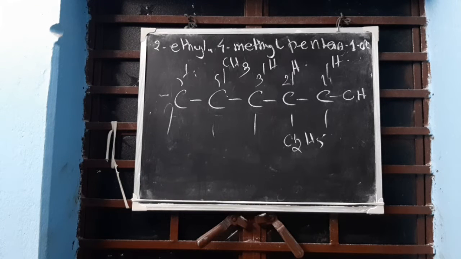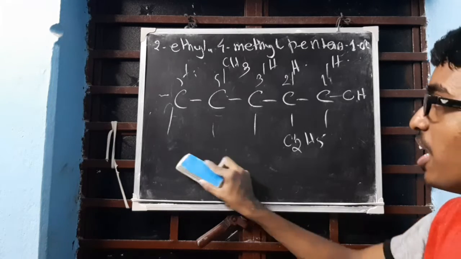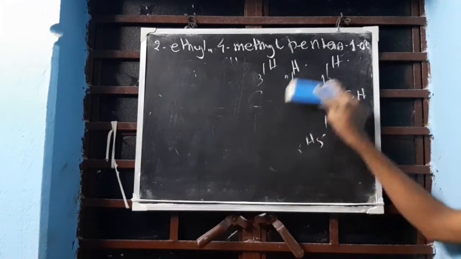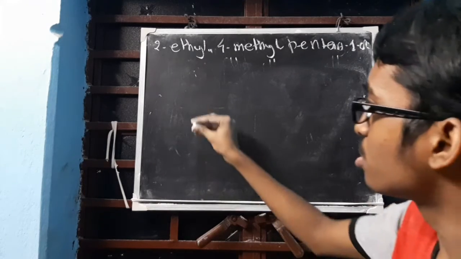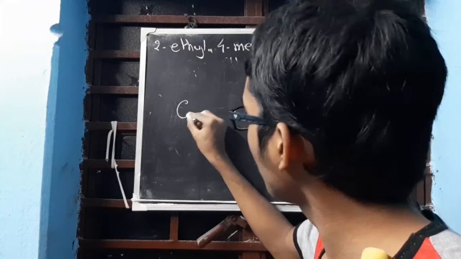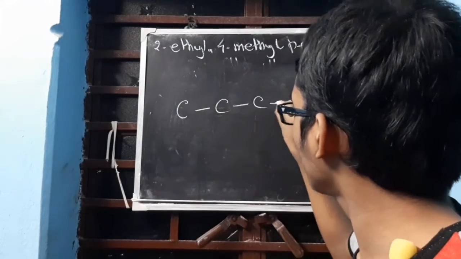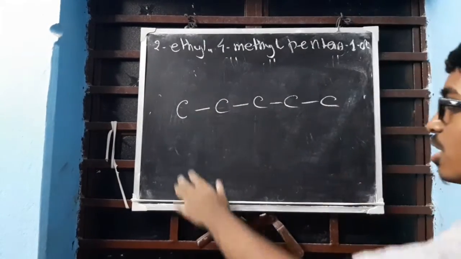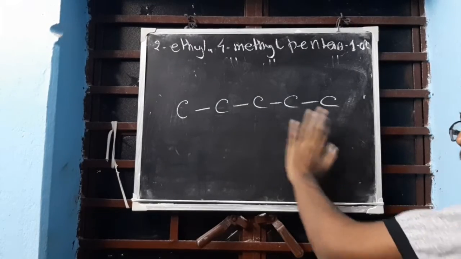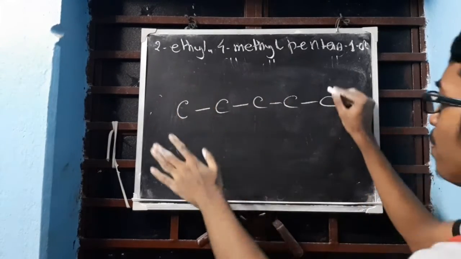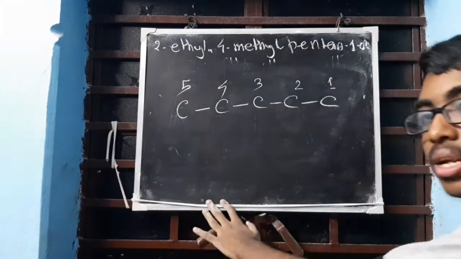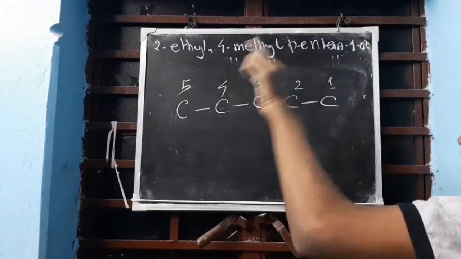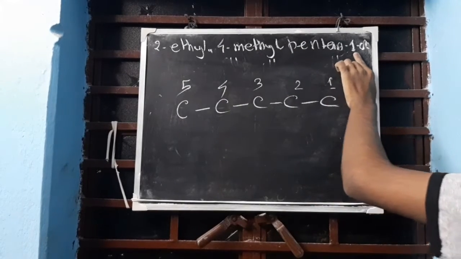Understood or not understood? Repeating again, I'm drawing a better diagram. Suppose this name is already there. So C, single bonded C, single bonded C, single bonded C, single bonded C. I told you to draw this first of all. Then first number it, simple: 1, 2, 3, 4, 5. Now just add wherever the position says.